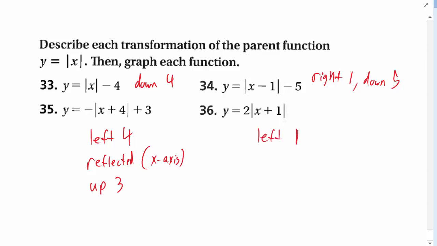This one is shifted left by 1. And what does that 2 do? You might think it makes you skinnier, but again, I call it a vertical stretch of 2.